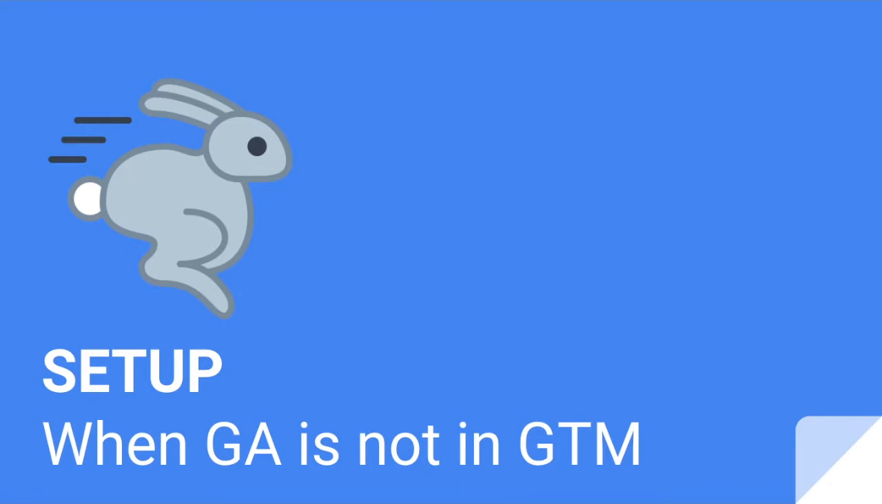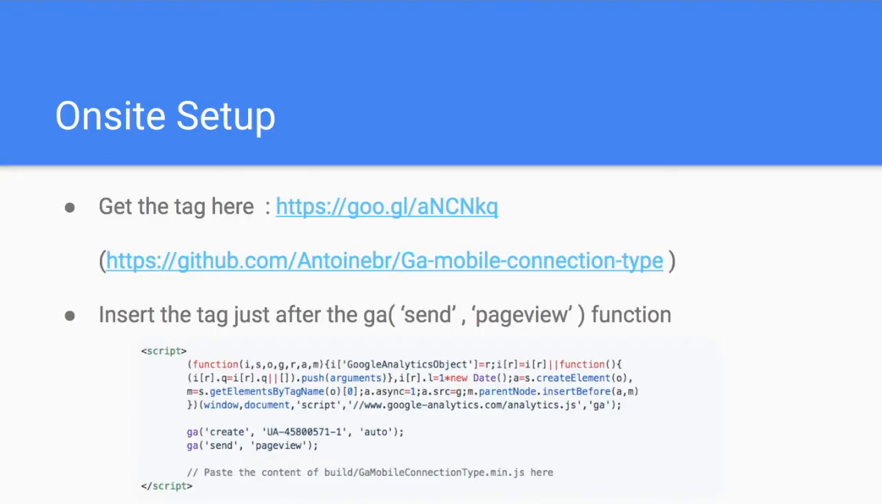How to set up the tag when Google Analytics is not in GTM? If the main Google Analytics tag is not managed with GTM, use this method. First, get the tag on this link, or you can also visit the GitHub repository to get it. Once you have the tag, copy it. Second, go on your website code and locate the main Google Analytics tag. Now, paste the custom tag right after the Google Analytics send pageview function. Once it's done, you finish the on-site setup.